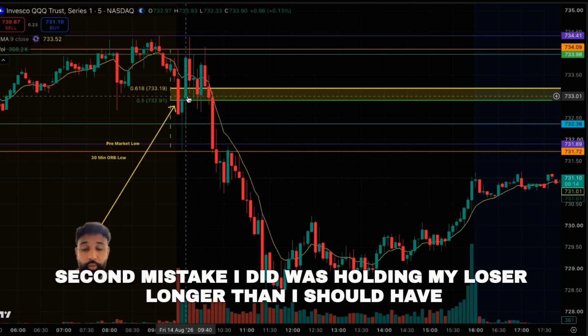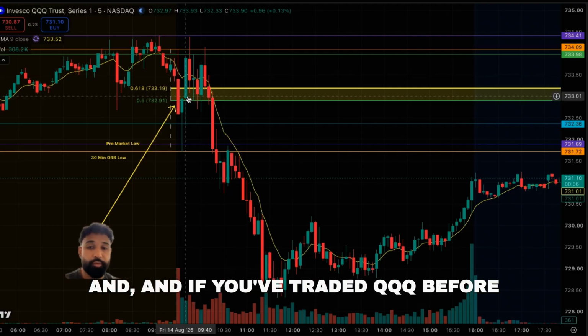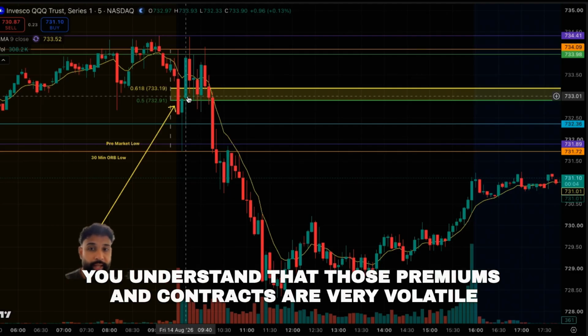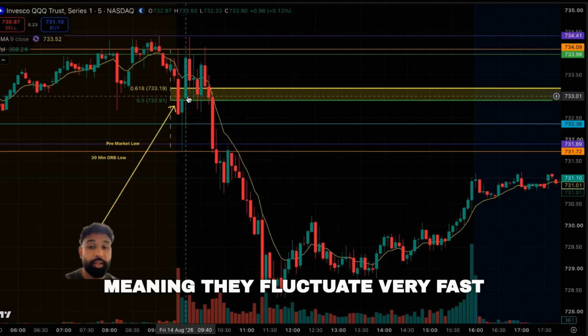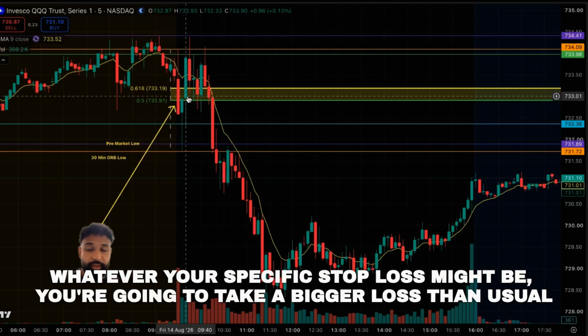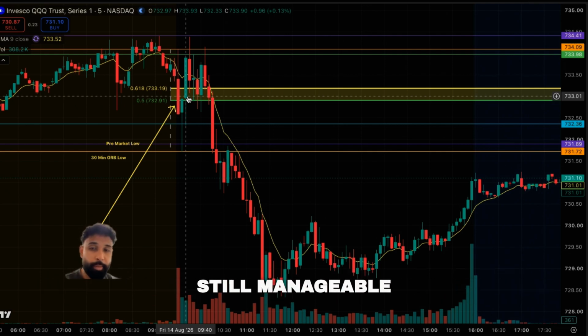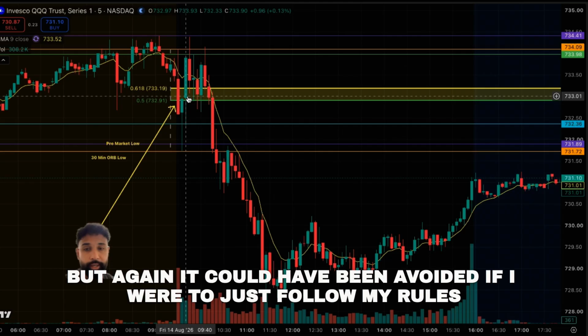Second mistake I did was holding my loser longer than I should have. On certain trades I like to only risk 20 to 30 cents on QQQ. And if you've traded QQQ before, you understand that those premiums and contracts are very volatile, meaning they fluctuate very fast. So if you hold past whatever your specific stop loss might be, you're gonna take a bigger loss than usual. And unfortunately, that happened to me today. Still manageable. I mean, I'm still up good on the week, but again, it could have been avoided if I were to just follow my rules.